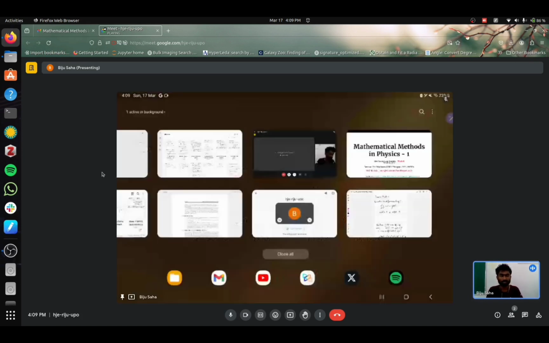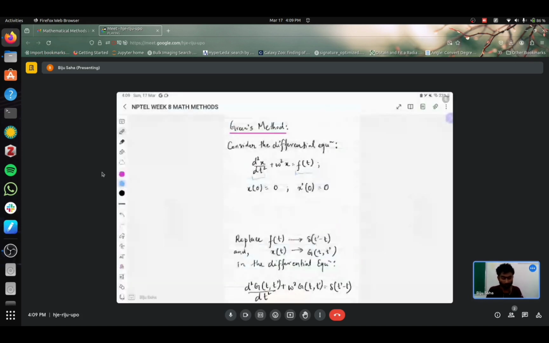In today's session, I'll be mainly discussing two methods to solve a differential equation. This particular equation is a second order ordinary differential equation. The two methods that I'll be discussing in today's class are, one, the Green's method, and the other, the power series solution of the differential equation. Let's begin with the Green's method.